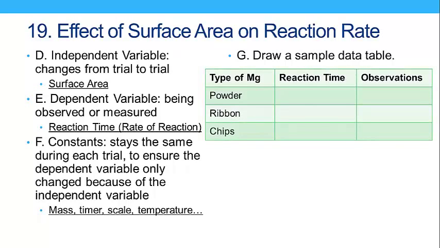A sample data table. So at minimum, your data table needs the independent and dependent variables in them as well as observations. So I've got my type of magnesium, that's my independent variable, and then my reaction time, my dependent variable.